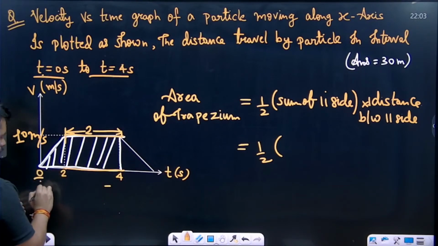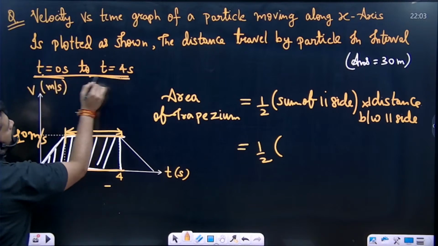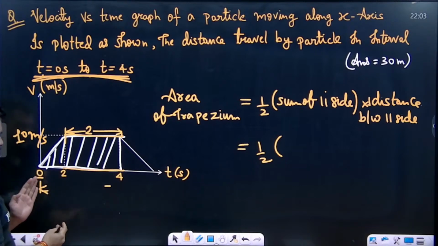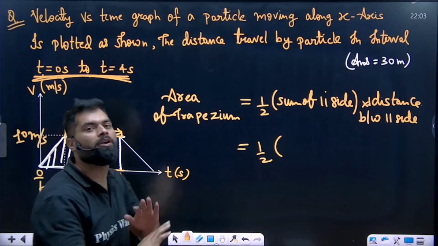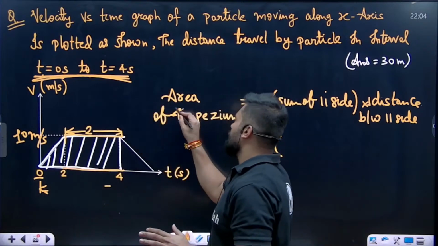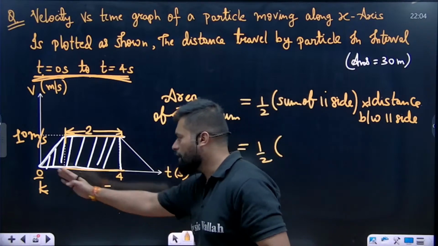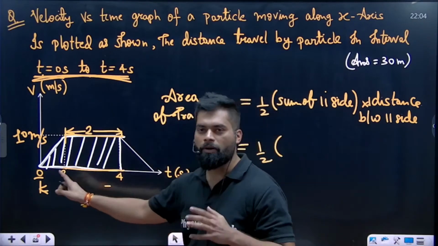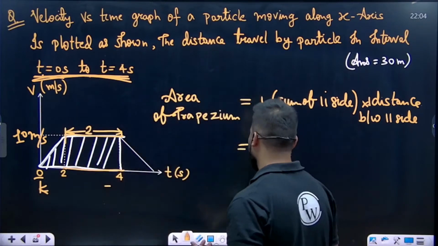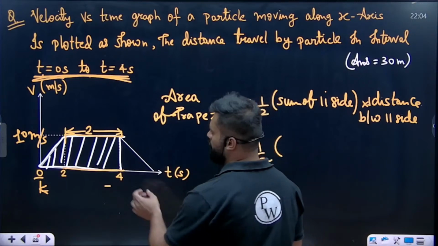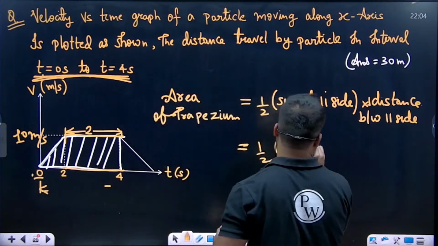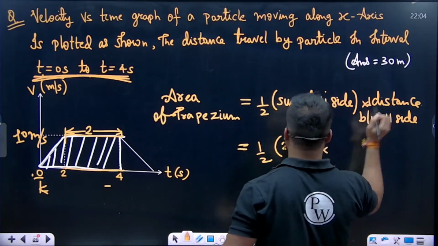We have to find the distance only from t equal to 0 to t equal to 4 seconds. Because of that, I am finding the area from t equal to 0 to t equal to 4 seconds, not the whole area. That is important, because most students are in a hurry and calculate the whole area, but they are asking only about the distance traveled by the particle from t equal to 0 to t equal to 4 seconds. So this will be half into the sum of bases, that is 2 plus 4, into the perpendicular distance between these parallel sides.